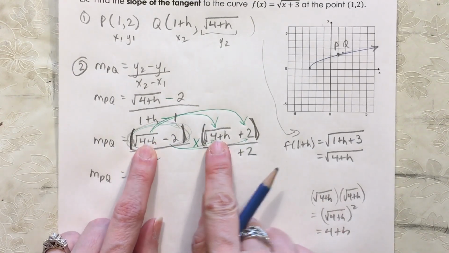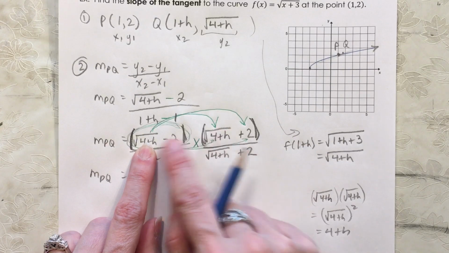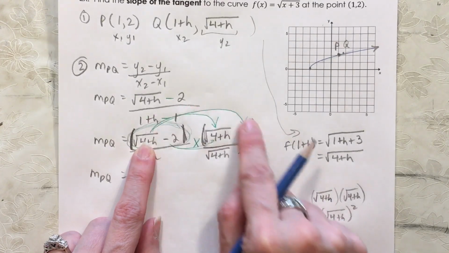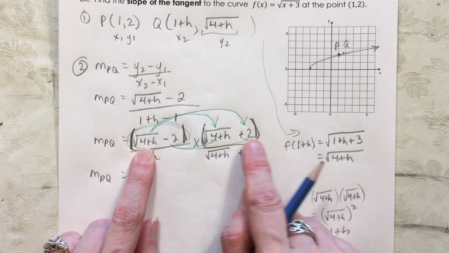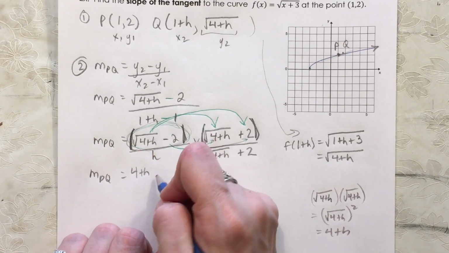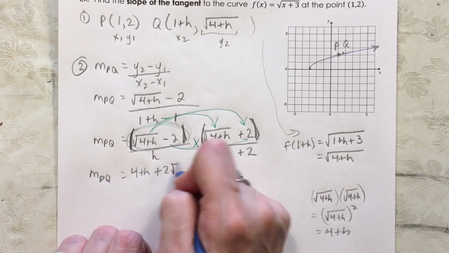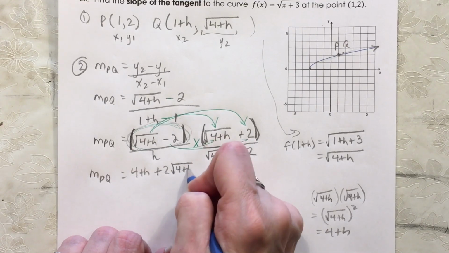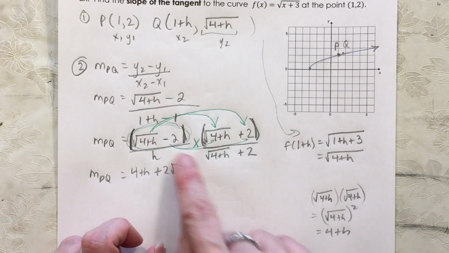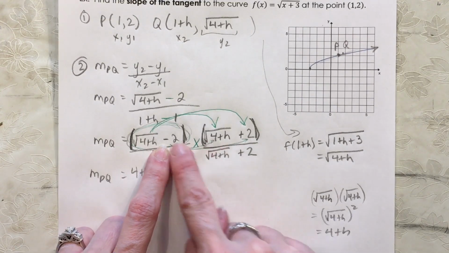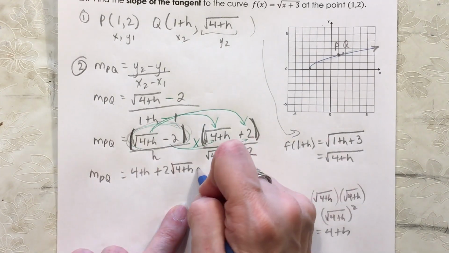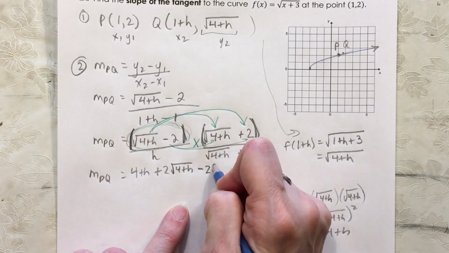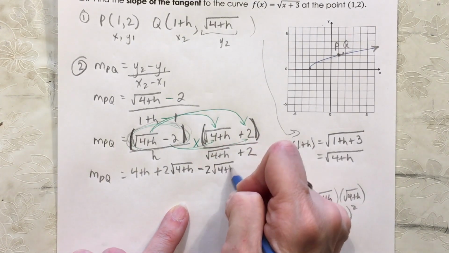So that's first by first, or the first green arrow here. Now we're going to do the second green arrow. That's the square root of 4 plus h times positive 2, so that's going to be positive 2 root of 4 plus h. Now we're going to do this bottom green arrow here. That's negative 2 times the square root of 4 plus h, so negative 2 root of 4 plus h.